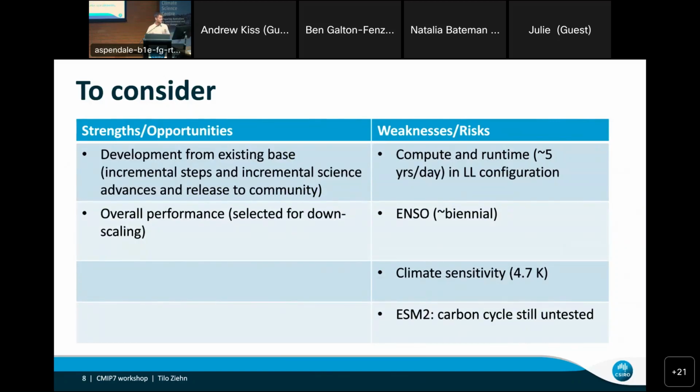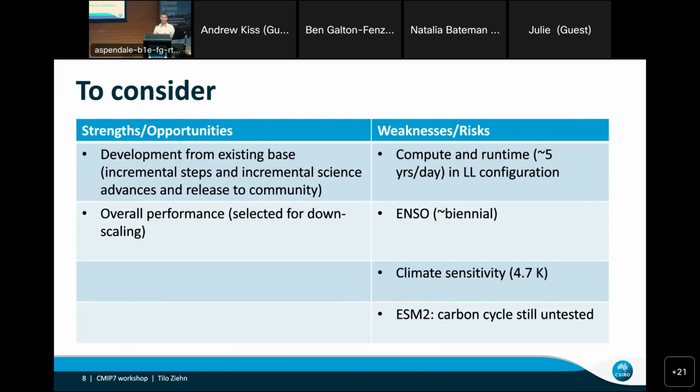The same table again, highlighting some opportunities and risks. Same as with the ESM, we have an existing code base or platform to drive the development. So incremental steps are possible, incremental science advances, and a timely release to the community. The overall performance of CM2 is good. It has been selected for downscaling, but there are also some risks.